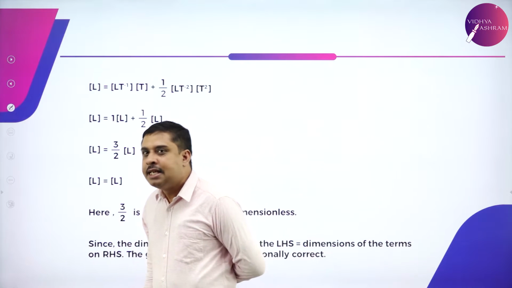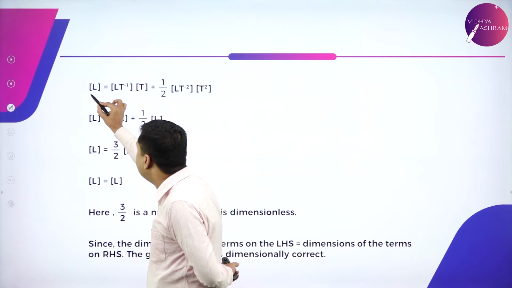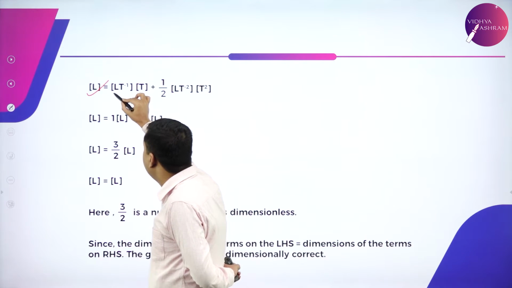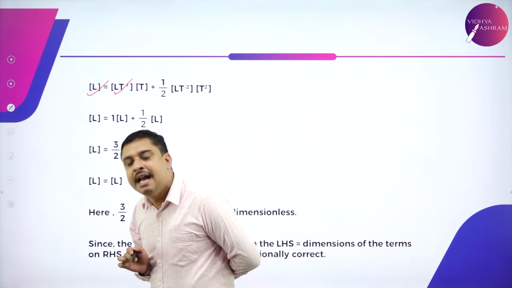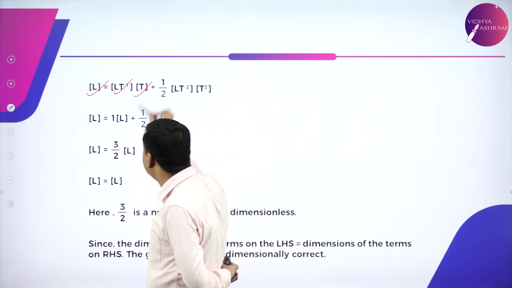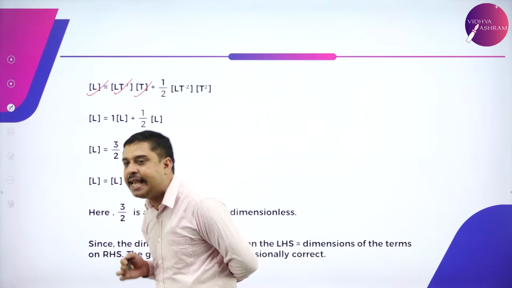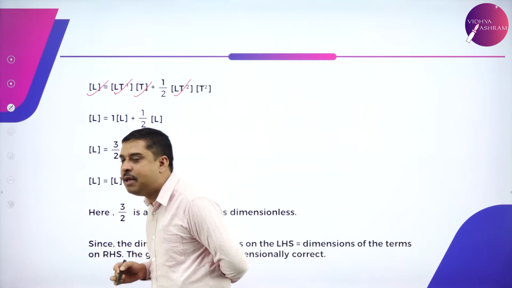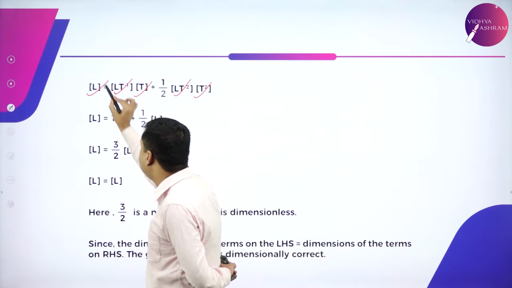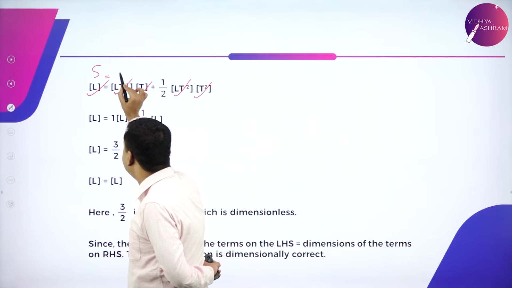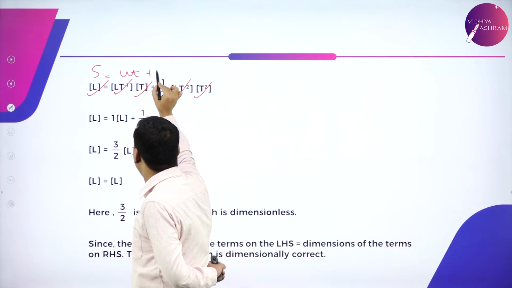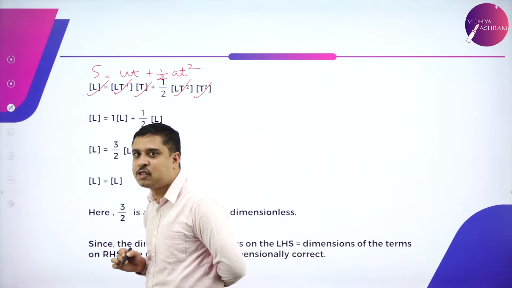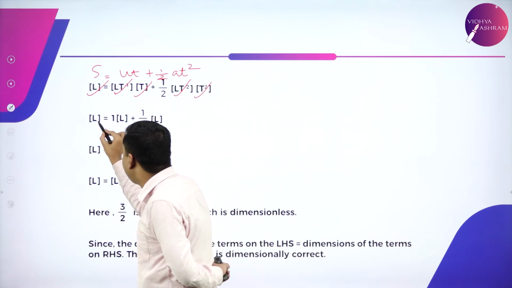Therefore, substituting them, dimensions of displacement L, velocity LT minus 1, time T, acceleration LT minus 2, T square. So this is nothing but S equals UT plus half AT square. Now I simplify.